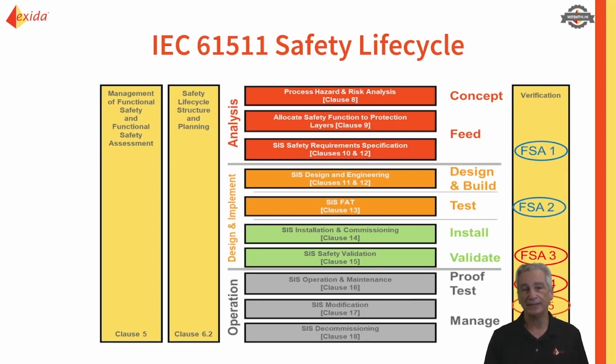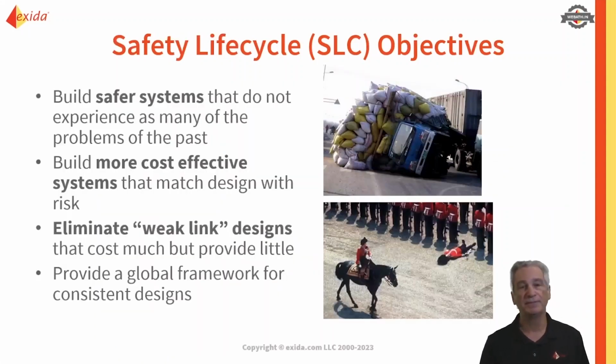The planning aspect is very important because we need to be able to define a plan for how we're going to maintain functional safety for the safety instrumented system. So this is a very important part of the overall life cycle. And again, the primary purpose is to help us build safer systems that don't suffer from some of the problems we've had in the past.